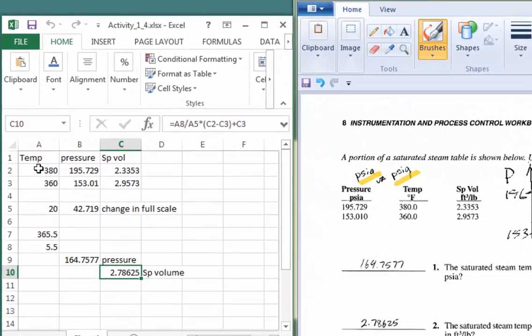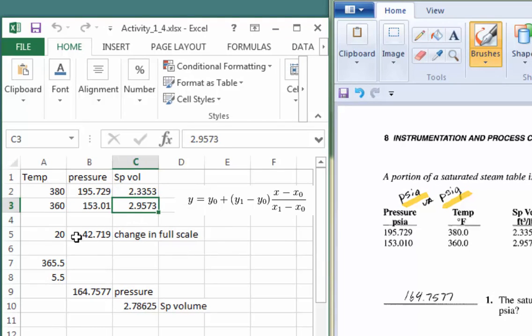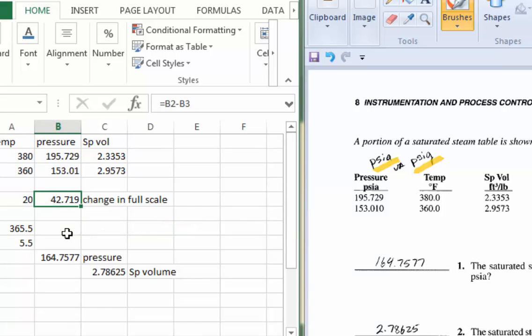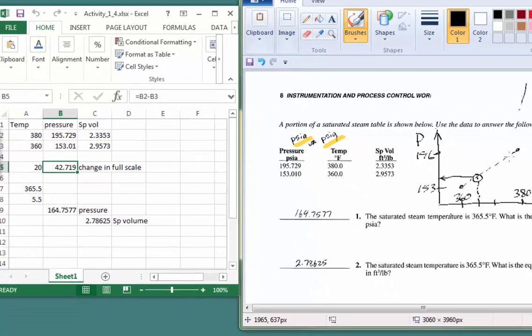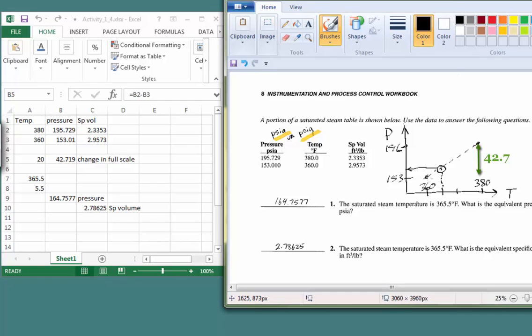So I've built a little table here. I've got 380 and 360. I've got the pressures, and I also have the specific volumes. Then here you see this number 20. 20 is the difference between the high temperature and the low temperature, and 42.7 is the difference between the high pressure and the low pressure. So we basically have a line here, and we're saying how much did it increase. So we know it's going to increase 42.7 pounds going from here to here.